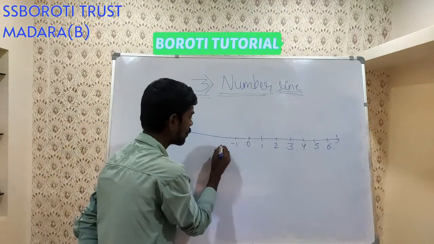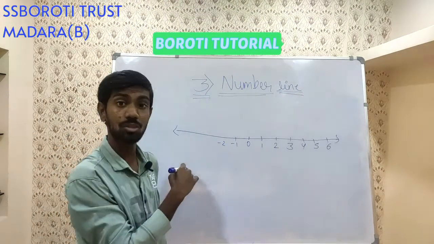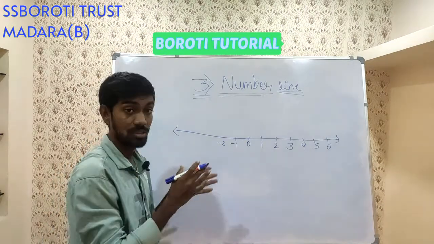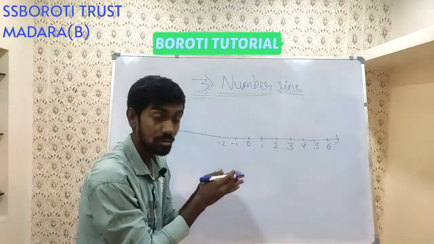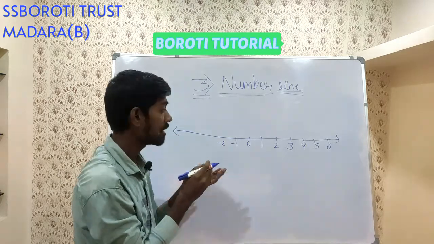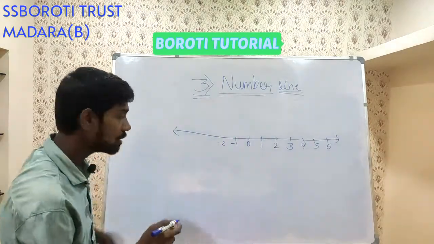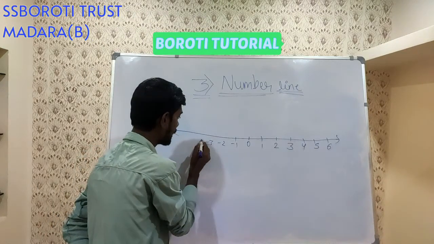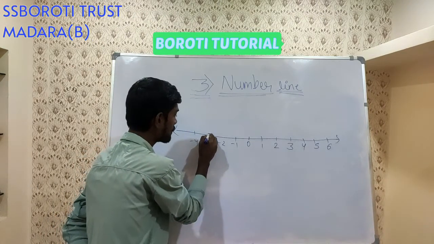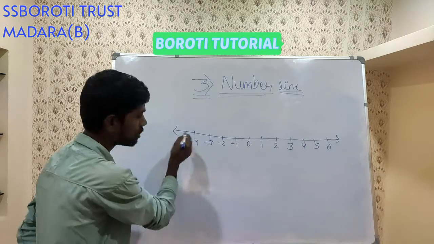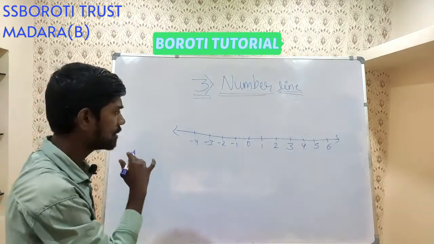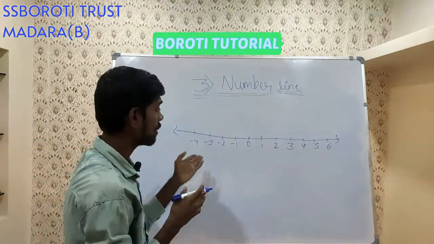On the left side it will be like that only. It will be -1, because the numbers which are on the left hand side of the zero are the negative numbers. Once again, the numbers on the right hand side of the 0 are the positive numbers, and the numbers on the left hand side of the 0 are the negative numbers, like -1, -2, -3, -4. It goes on continuously, like -5, -6. This is nothing but the number line, used to represent the numbers.